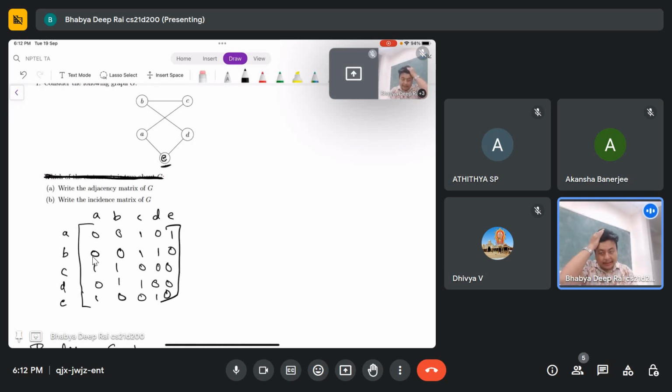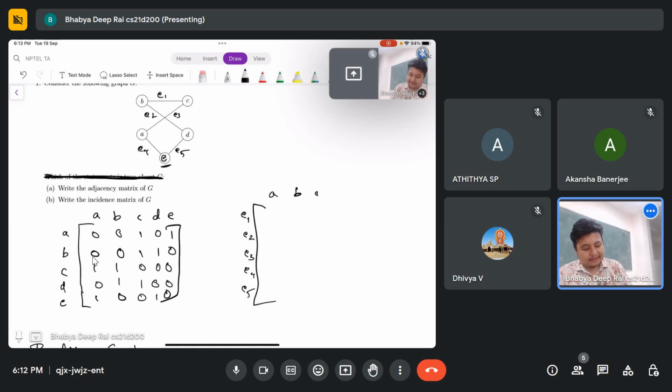Now, what is the incidence matrix of G? Well, my rows are my edges. There are no labelings given, so you can use your own labeling. Let's say this is E1, E2, E3, E4, E5. Simply make your rows your edges and columns your vertices.